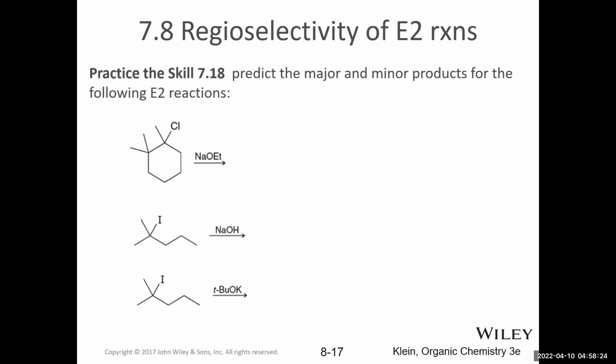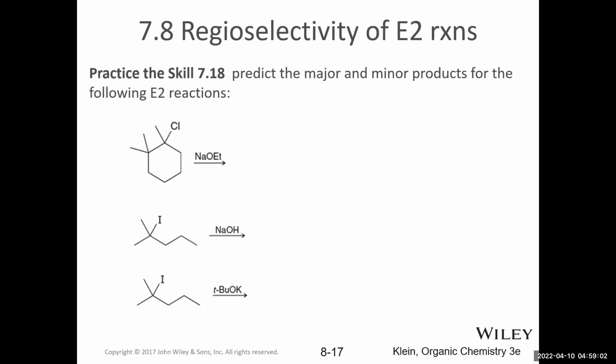So when you're starting to draw the products of an E2 reaction, I recommend you follow these steps. The first step will be to identify the alpha carbon and then identify the beta carbons. Only beta carbons with hydrogens attached to them will be involved in an E2 reaction because, of course, we need to remove a hydrogen attached to the beta carbon. So if there's a beta carbon that does not have a hydrogen attached, we don't need to consider it as an important beta carbon for the E2 reaction.